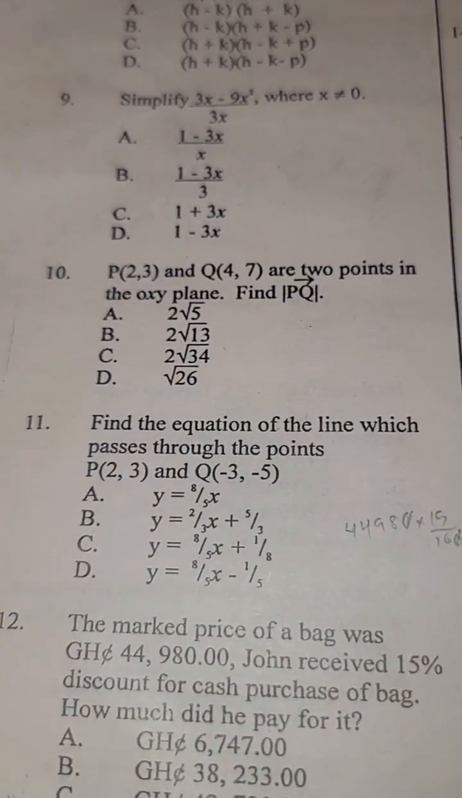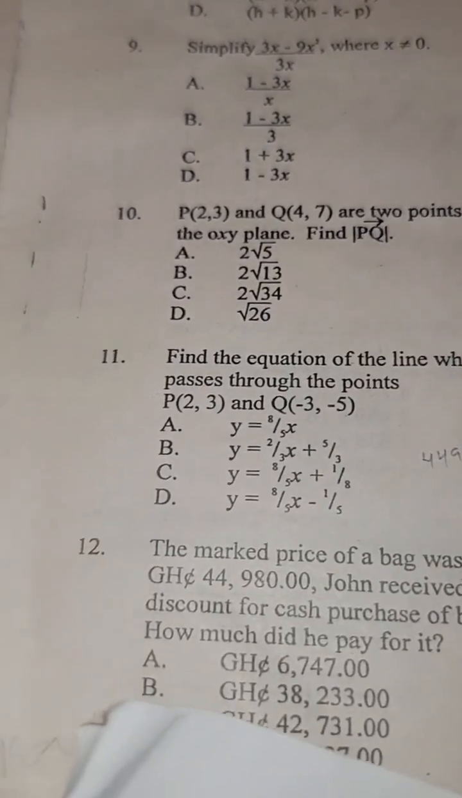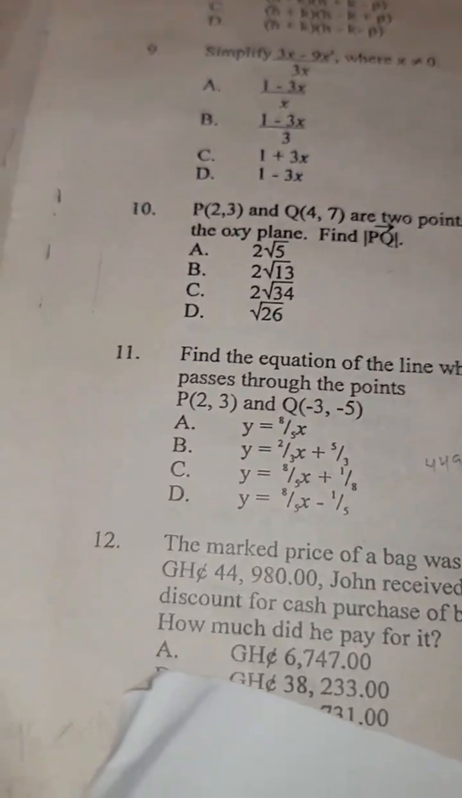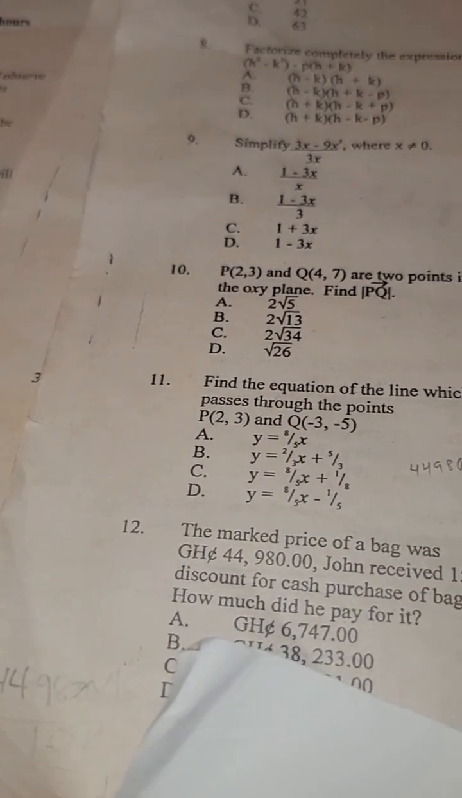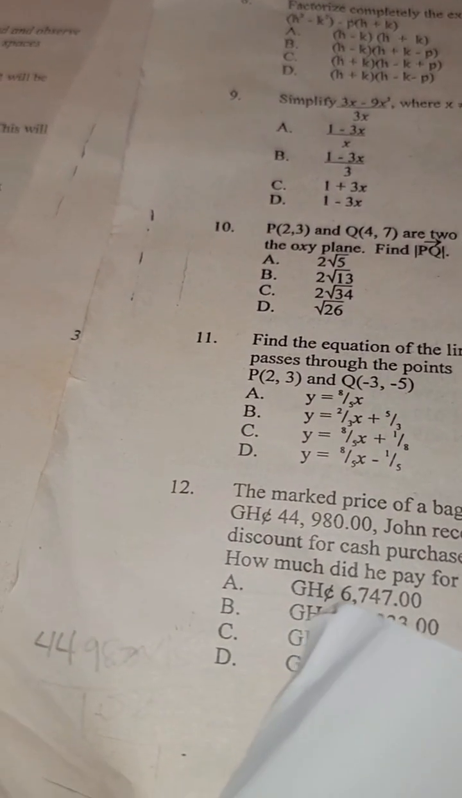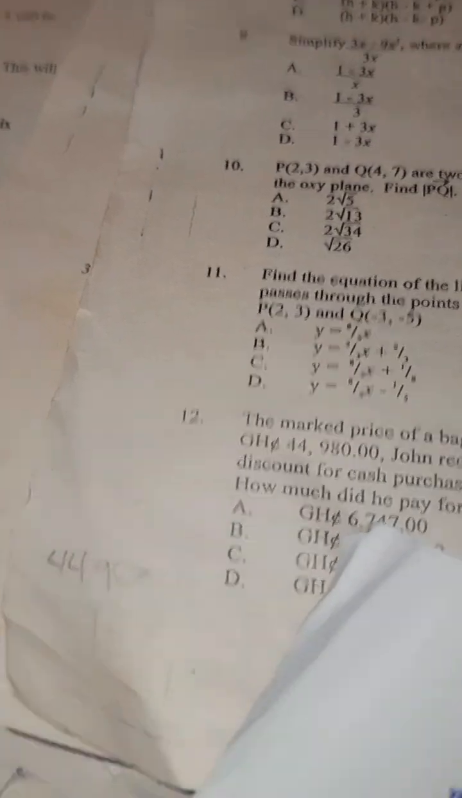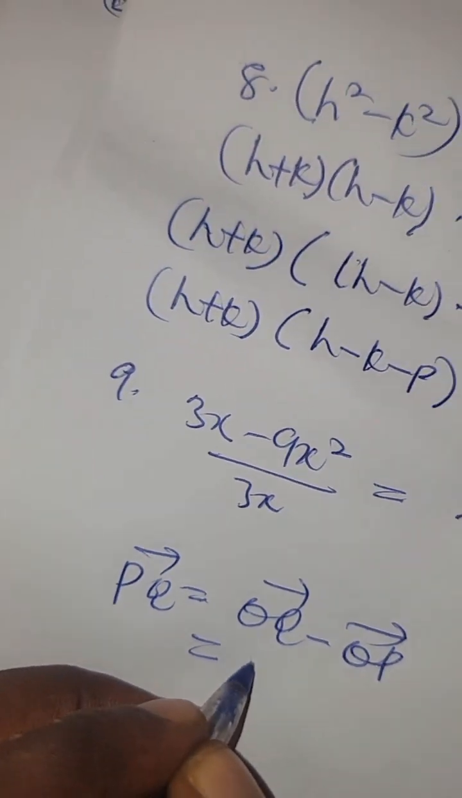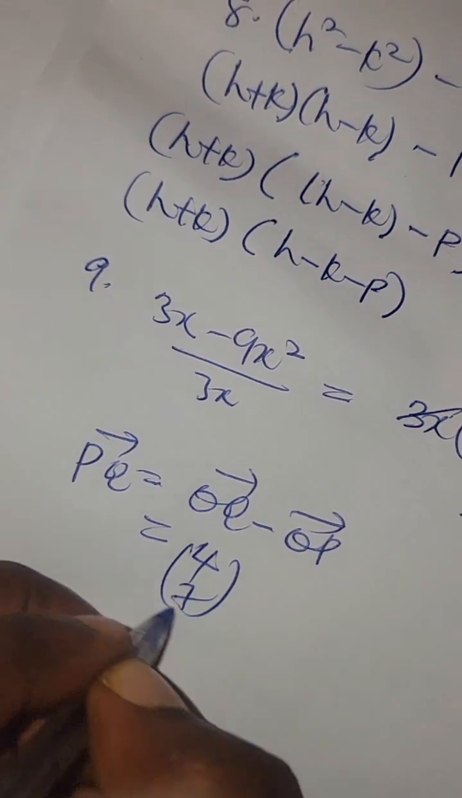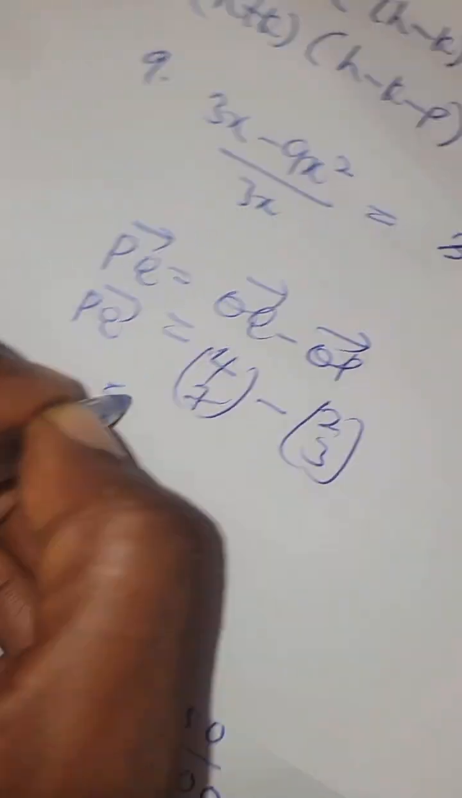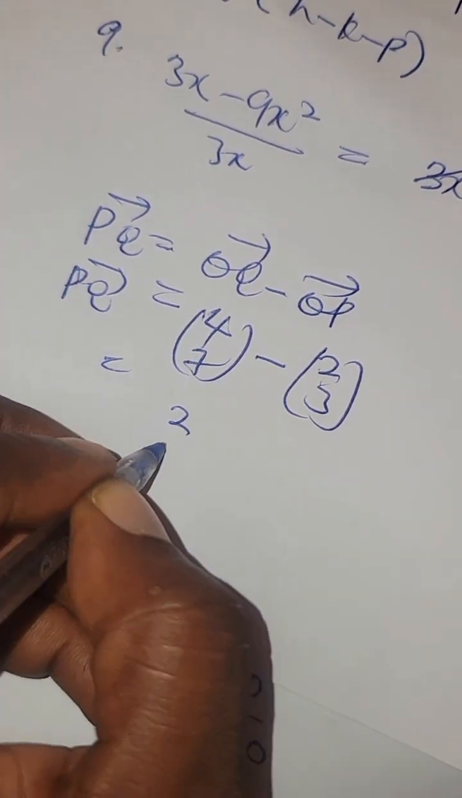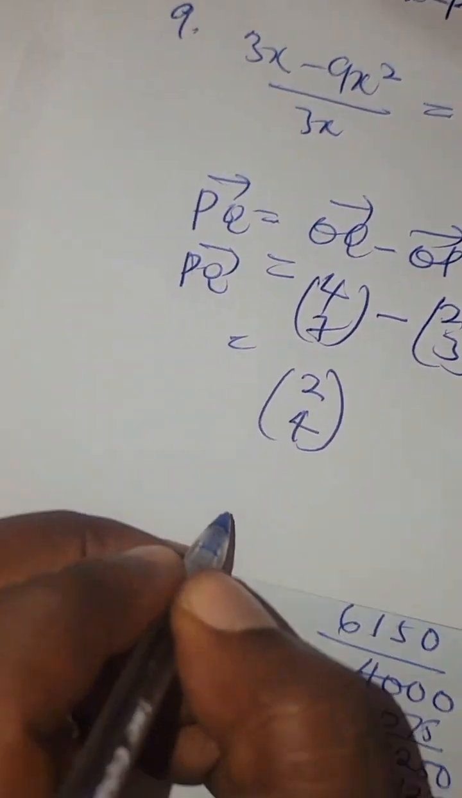10. P is 2, 3, Q is 4, 7, two points in the O, X, Y. Find the magnitude of PQ. First, you must find PQ. PQ is OQ minus OP. OQ is a vector from the point 4, 7, and OP is from 2, 3. So PQ should be 4 minus 2, 2, 7 minus 3, 4. So that is PQ, but we have to find the length.